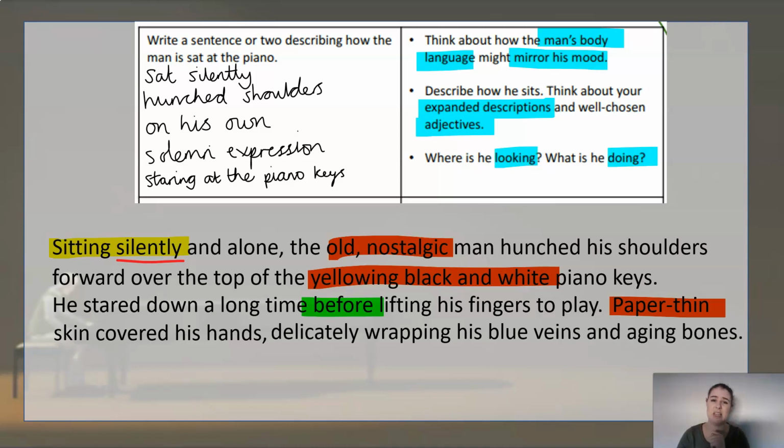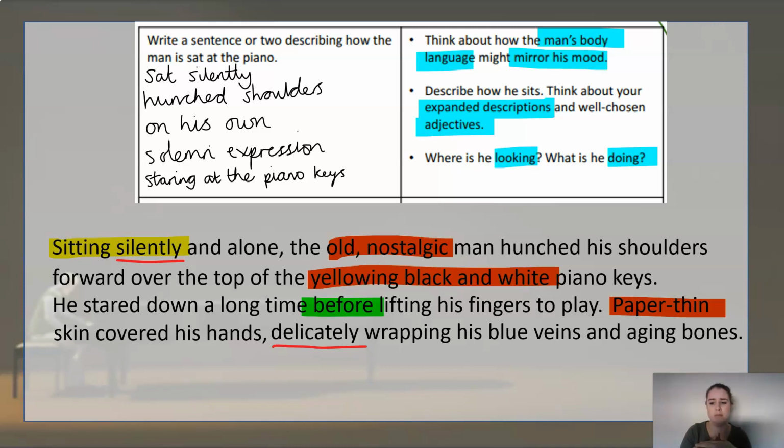Now, I was sneaky there. Can anyone spot one of the additional skills that I've included in this sentence? I included another adverb. So rather than just saying that the skin wrapped his blue veins and aging bones, I put they delicately wrapped his hands. Now I've gone for the word delicately because it's paper thin. If I was to pick up a butterfly that's got paper thin wings and I decided to roll it and scrunch it around in my hands, what's going to happen to my butterfly? I'm going to kill it. Again, its wings are going to rip.